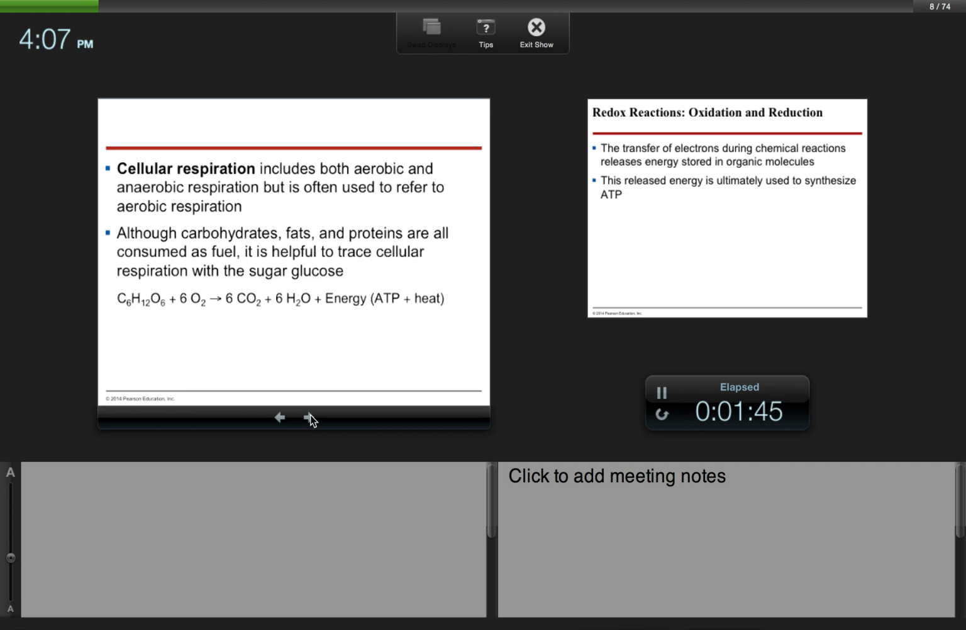Cellular respiration includes both aerobic and anaerobic respiration, but is often used to refer specifically to aerobic respiration. Although carbohydrates, fats, and proteins are all consumed as fuel, whenever we look at the process of cellular respiration, it always starts with glucose, C6H12O6, reacting with 6 molecules of oxygen, which yields 6 molecules of carbon dioxide, 6 molecules of water, and energy in the form of ATP and heat.